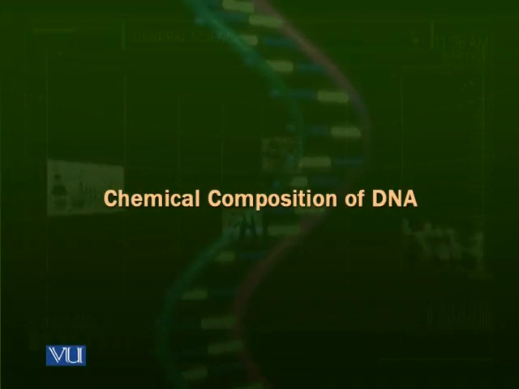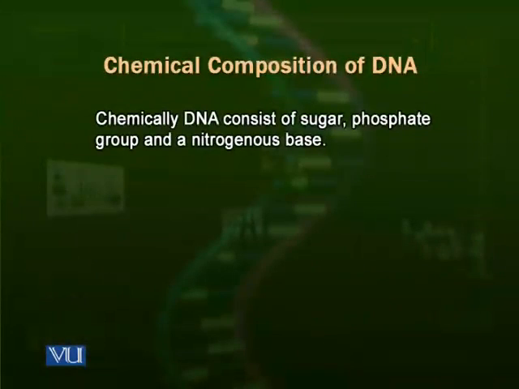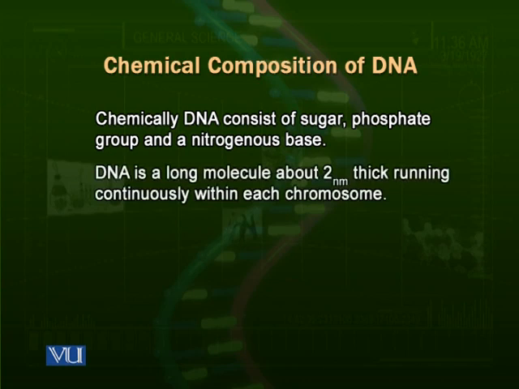Now we talk about the chemical composition of chromosomes. It is found by different types of biochemistry experiments and by X-ray diffraction studies that chemically DNA consists of 3 major ingredients: a sugar, a phosphate group, and a nitrogenous base. DNA is a molecule that is about 2 nanometers thick. This is running continuously, without a break, throughout the chromosome. DNA is acidic in nature. The biochemical analysis shows that DNA is acidic.